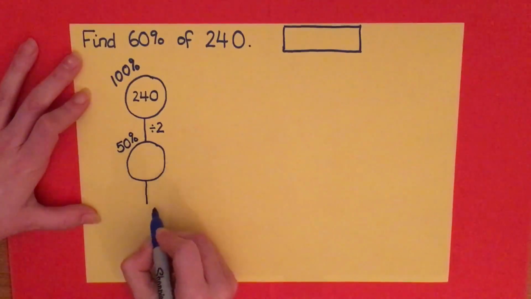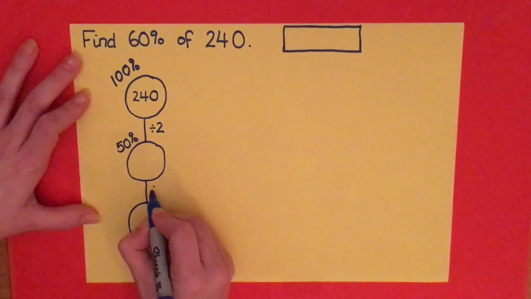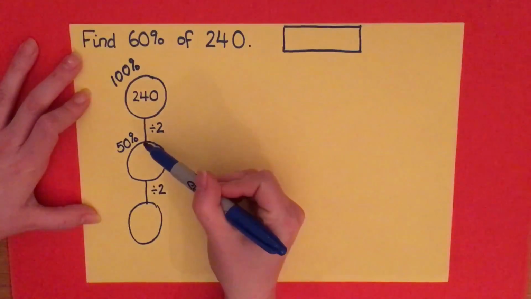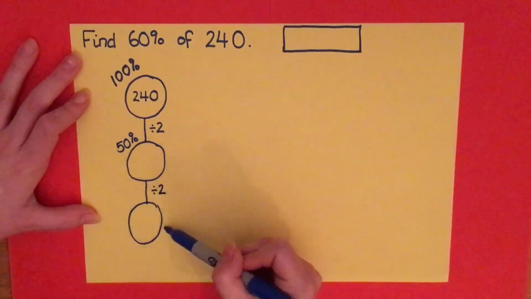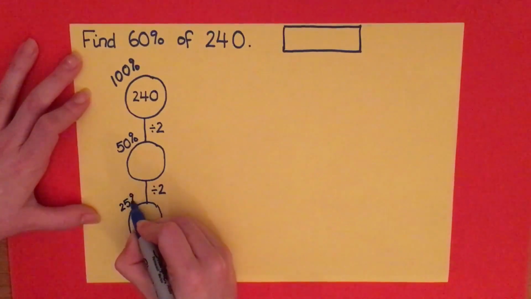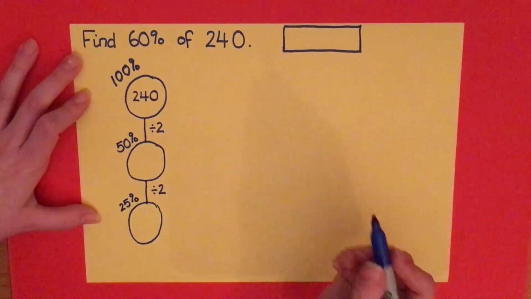And in the following bubble, if I continue to go down, I divide by 2 again, and if I have 50% in this bubble and I halve it to make this bubble, I'm going to have 25%. So that's quite easy. However, there's more.